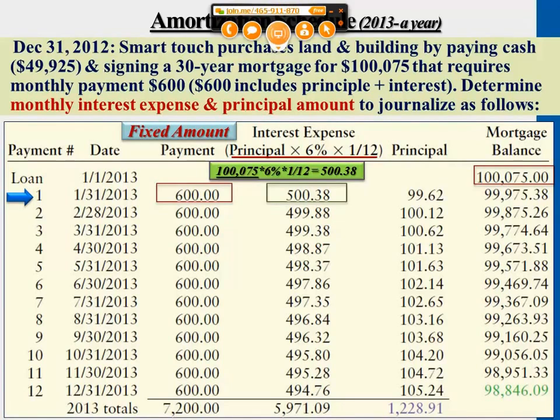Okay, so once you figure out the interest portion, remember fixed amount breaks down to interest portion and principal portion. Fixed amount in this case is $600. Interest portion, you got it from calculating it in the green box, $500.38. Then the remaining is principal amount, 62. Okay, so this is the first month.